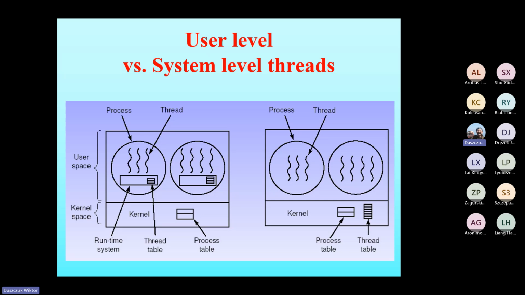Here are system-level threads. In this solution, we have threads running in a process, but the thread table is moved to the system. It is common for all threads in the operating system. It's a single thread table. So the operating system can switch between threads and synchronize the threads.